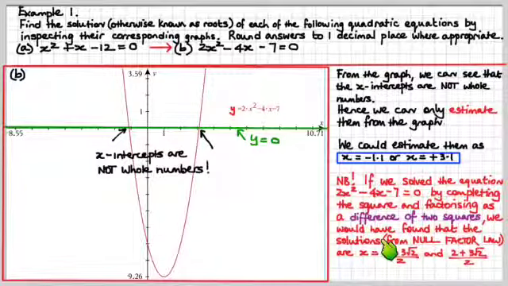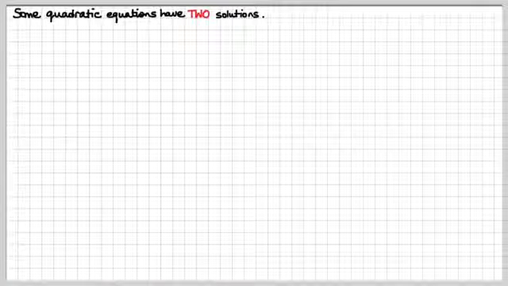We would find that the solutions from the null factor law are x is 2 minus 3 root 2 all over 2, and x is 2 plus 3 root 2 all over 2. And if you decimalize those, you'd get exactly what we got, guys. So it all ties together, it all hangs together, it's all mighty fine.